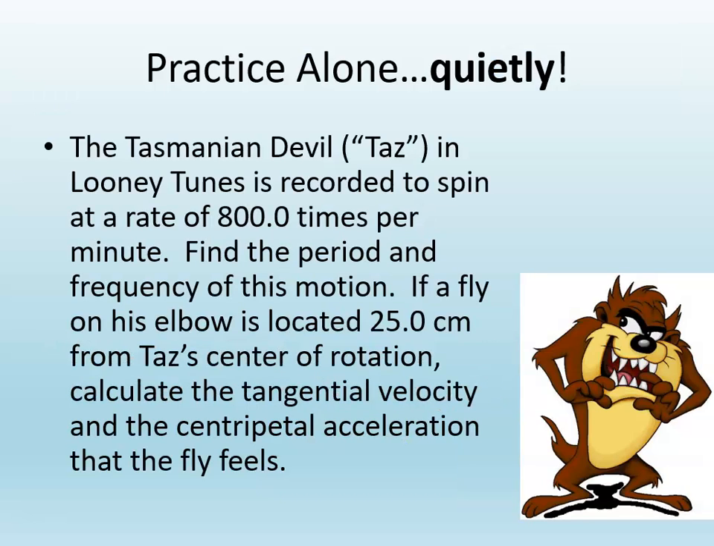So let's say the Tasmanian Devil from Looney Tunes spins around 800 times per minute. So let's find the frequency of the motion and then calculate the tangential velocity and the centripetal acceleration that a fly would feel in this situation. In fact, I'm going to skip the first two steps because we've already done something like this already, and I'm just going to show you how you can go straight to centripetal acceleration in just one numerical step.